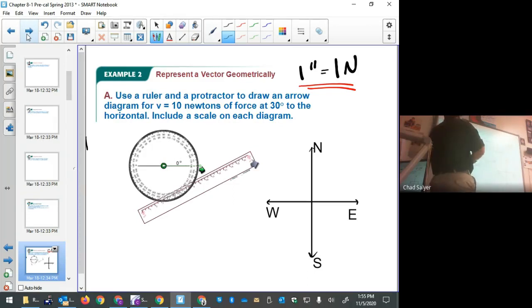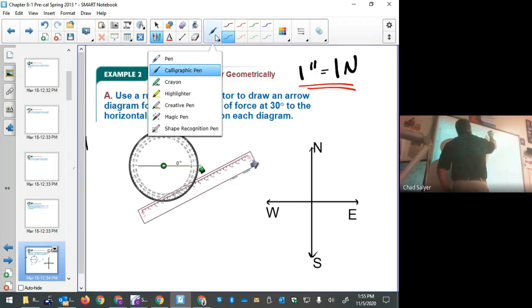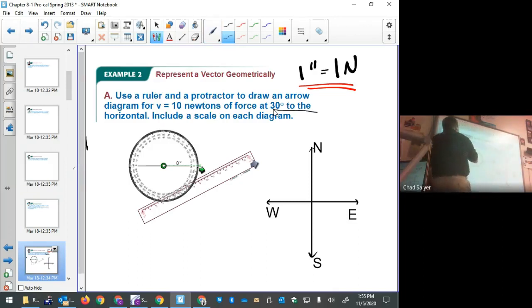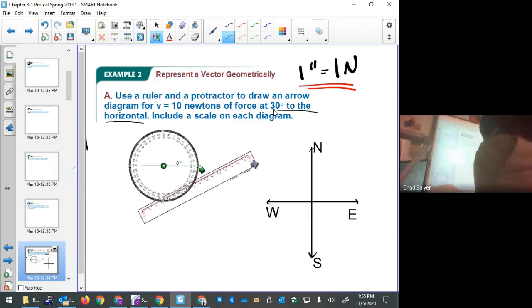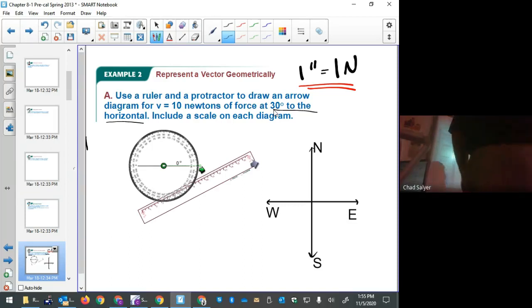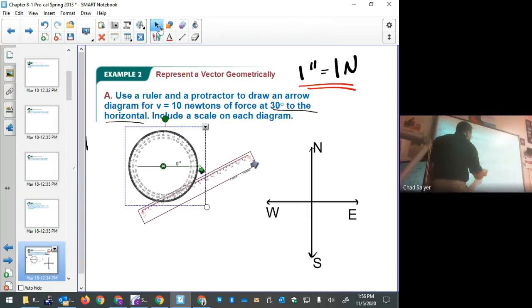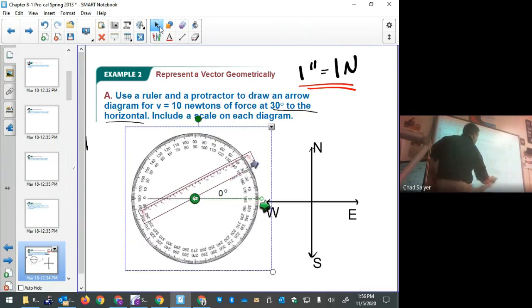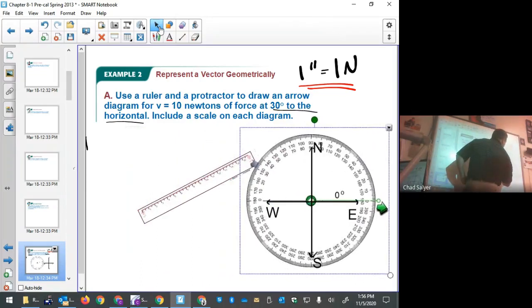All right, so let's talk about some rulers and protractors. So we want to draw an arrow diagram for V equals 10 newtons of force at 30 degrees to the horizontal. So when you see this, it means we're going to use the method we've always used. This is the traditional way of determining an angle. The two new ways I've shown you we'll use as well, but this is just the traditional way when you see to the horizontal.